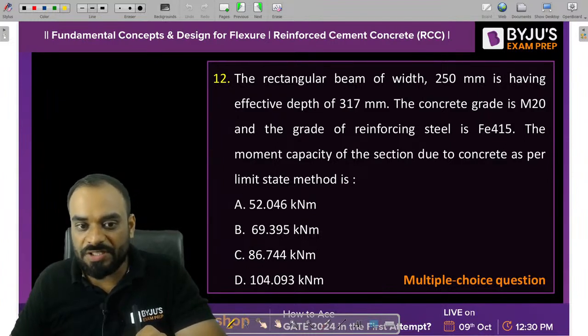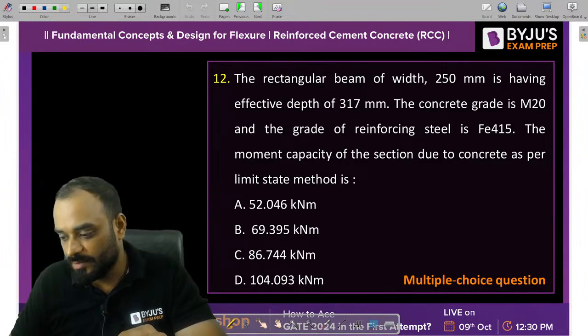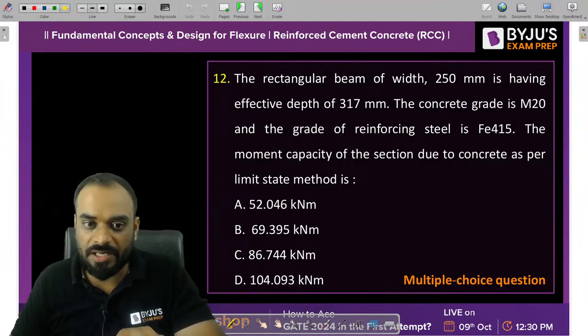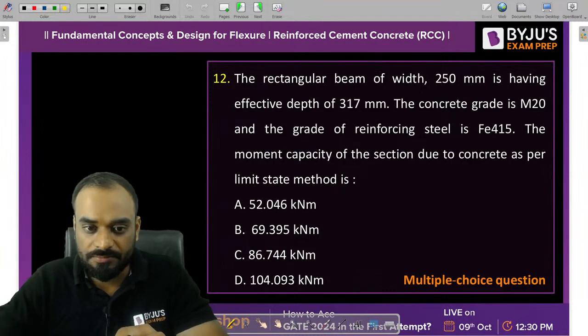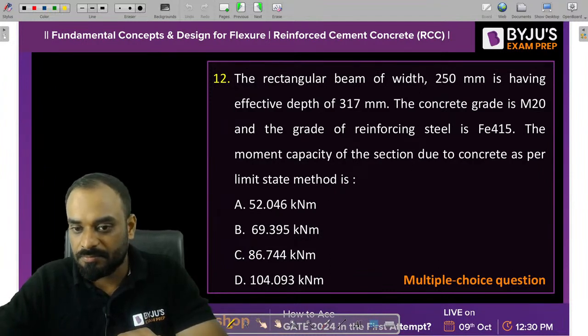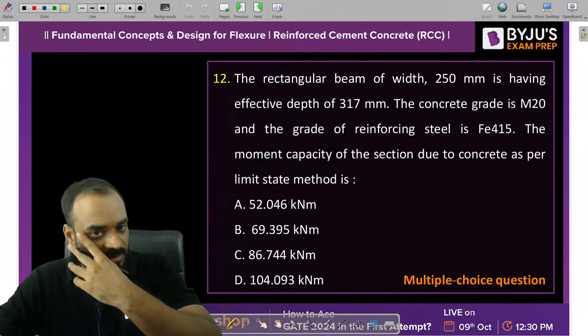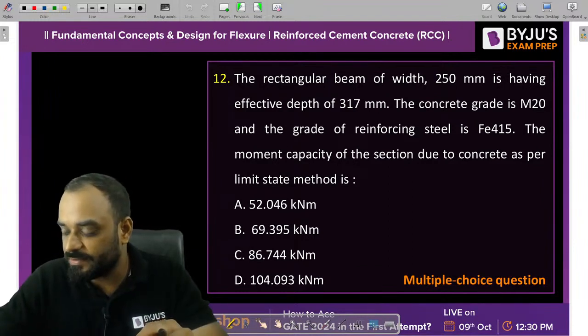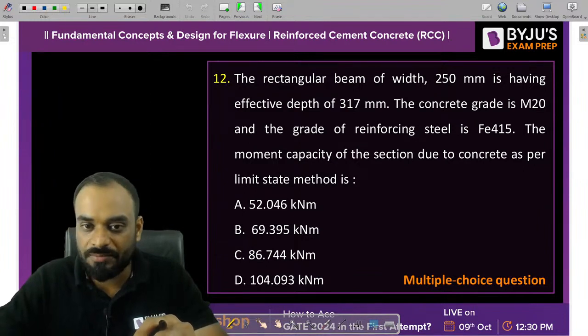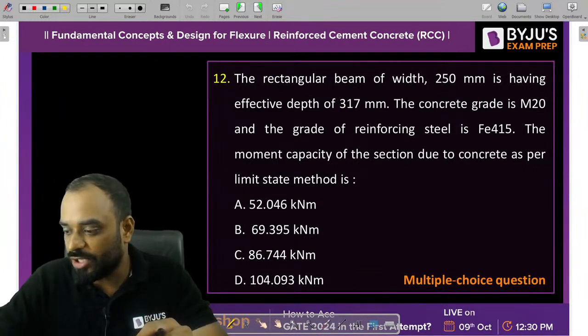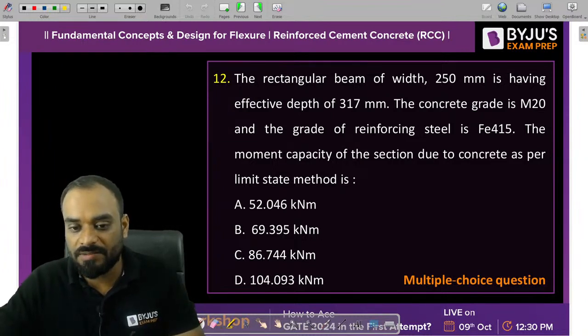So guys, which one is the correct answer? Tell me. B. Santu say B, sir. 69.3945. Okay, very nice. Any other student who got the answer for the same question? Again, this is MCQ type question, guys. Sanjeet B. Very nice.